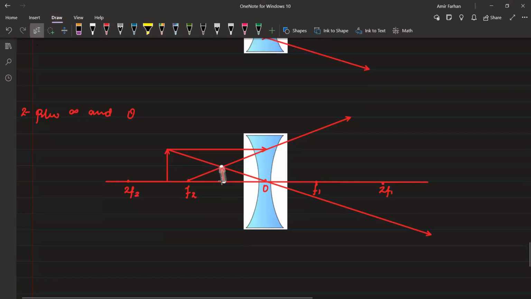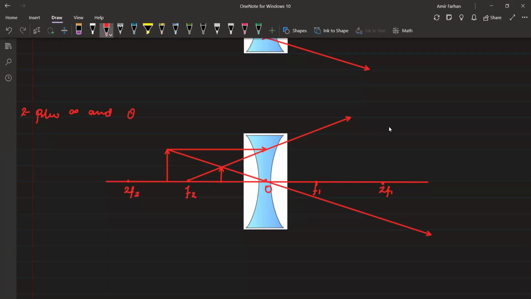Alvina and Mariam, is this clear? Where is the O placed? This is the O, the optical center. This point, the middlemost point, the center. So as you can see, the image formed is diminished, virtual and erect.